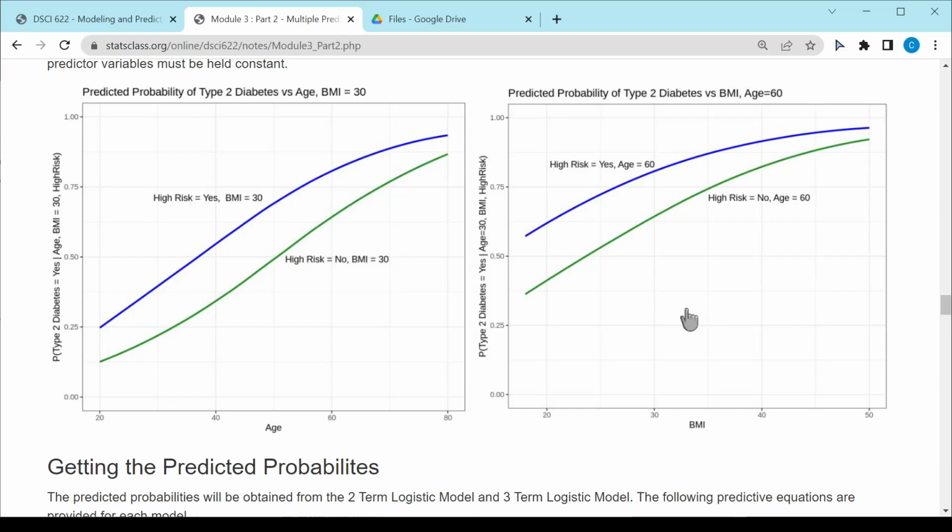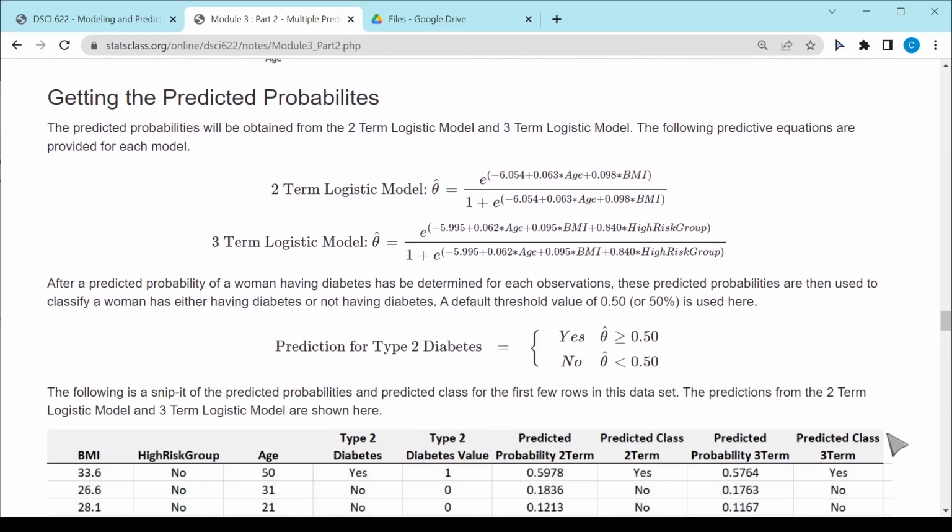Now, this is an optimal model according to the BIC criteria, so I would not expect to see curves that are close to flat, because that would not be an optimal model. Getting the predicted probabilities, I can do that with either the two-term logistic model or the three-term logistic model. Recall that the two-term logistic model just had age and BMI in it. The three-term had age, BMI, and high-risk group.